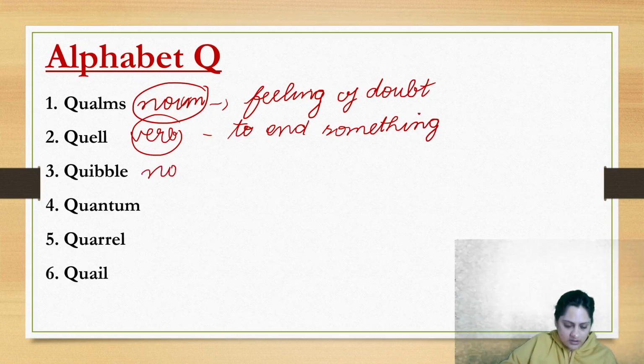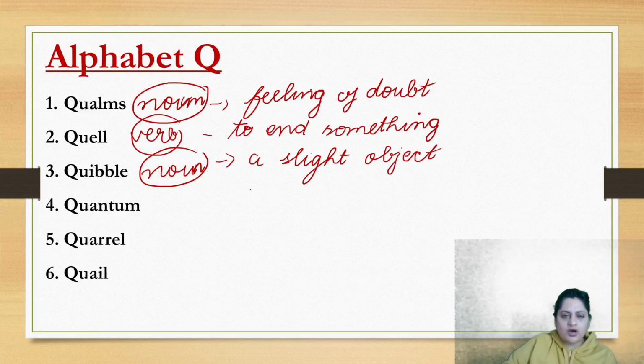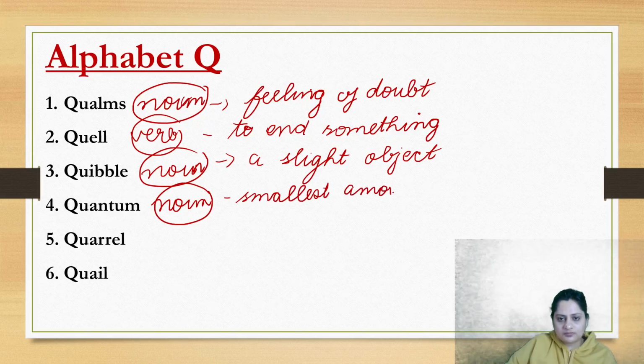Quibble is a noun meaning a small objection, a slight objection, criticism about a very small thing. You complain about a very small thing, you argue about very unimportant details, small things. Quantum is a noun, you know this, the smallest amount or unit of something, quantum.